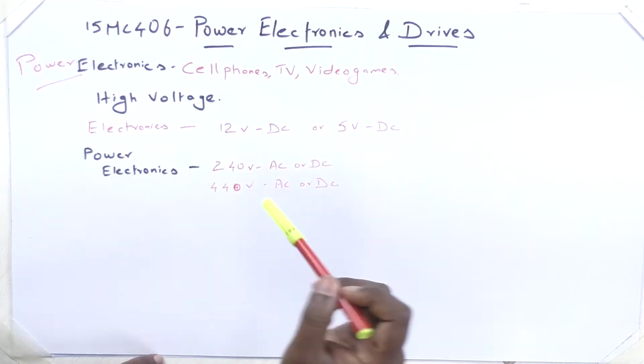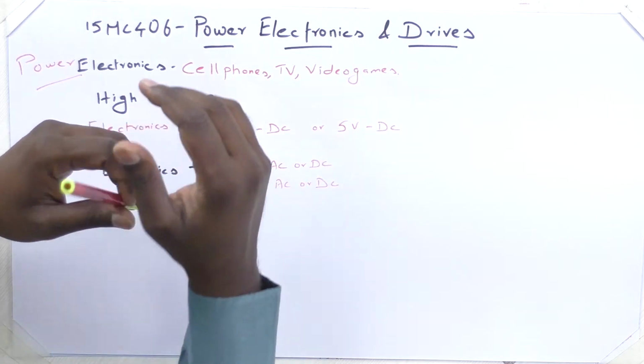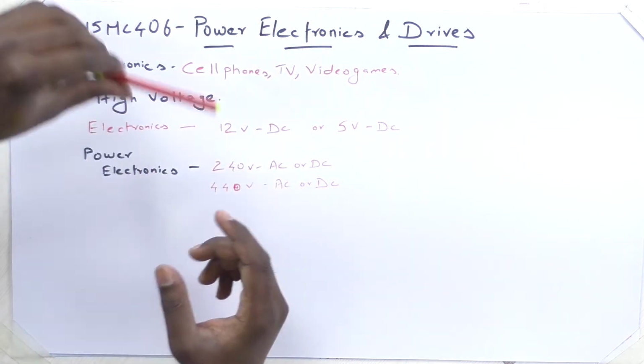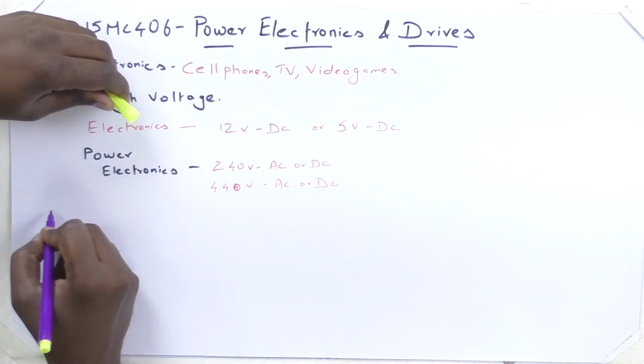Okay. So why do we need power electronics and where do we use these power electronic devices? This subject is going to talk about power electronics and drives. Okay. So as we know now, we have a difference between the electronics that we have been using in our day-to-day life and power electronics, and what is the voltage difference we might be dealing with. Okay. So where is it used? Where are these power electronic devices used?